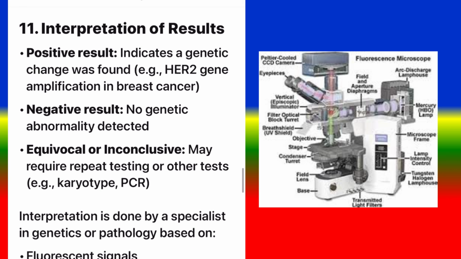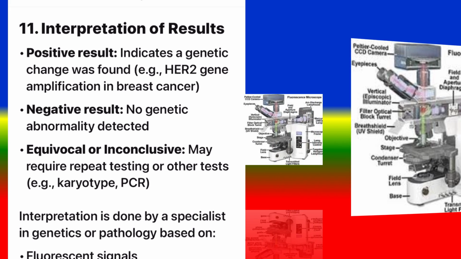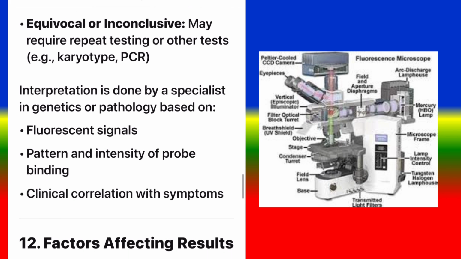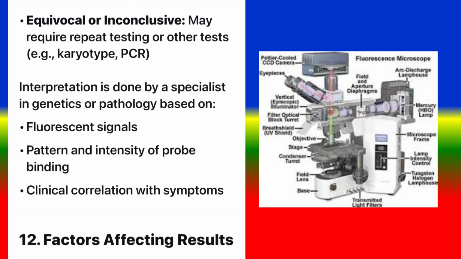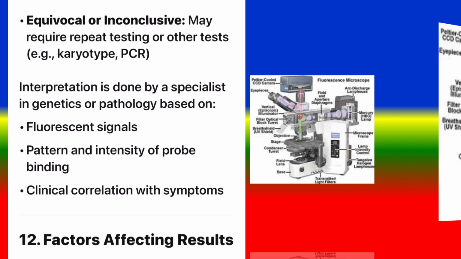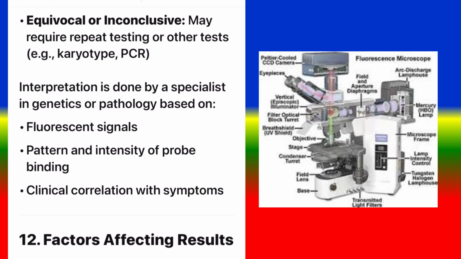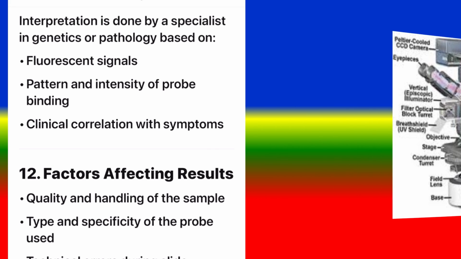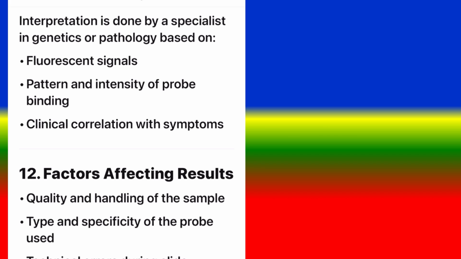11. Interpretation of results. Positive result indicates a genetic change was found, e.g. HER2 gene amplification in breast cancer. Negative result, no genetic abnormality detected. Equivocal or inconclusive, may require repeat testing or other tests, e.g. karyotype, PCR. Interpretation is done by a specialist in genetics or pathology based on fluorescent signals, pattern and intensity of probe binding, clinical correlation with symptoms.